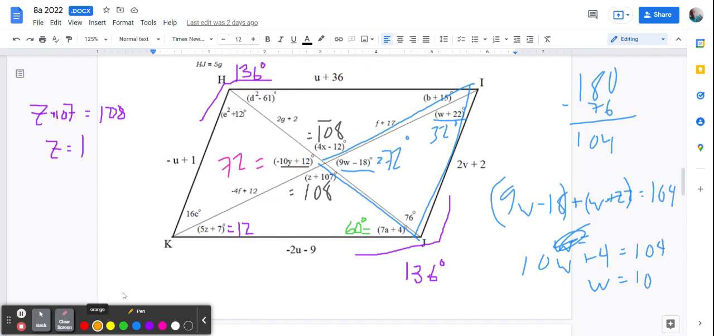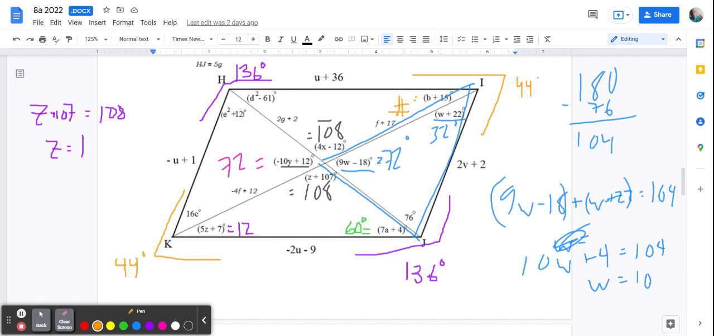All right, now what that's going to mean is that, since consecutive angles are supplementary, all of angle I is going to be 44 degrees. All of angle K is going to be 44 degrees. Now that we have all this, we should be able to set the b plus 15 equal to some number, right?